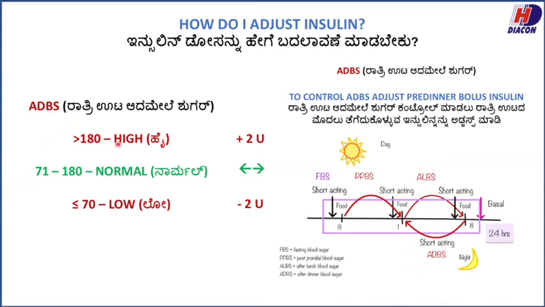After dinner, if your blood sugars are more than 180, it means the amount of insulin you've taken with dinner was not enough. So the next day you take 2 units more. So if you've taken 10 units, 10 plus 2, the next day it becomes 12. On the other hand, if you have a low sugar after dinner, it means the amount of insulin you've taken was a little more. So the next day you actually reduce the insulin dose by 2 units. So if you've taken 10 minus 2, you cut down to 8 units.